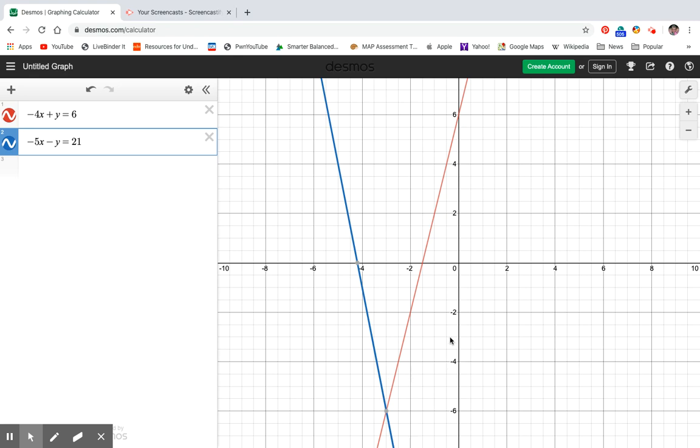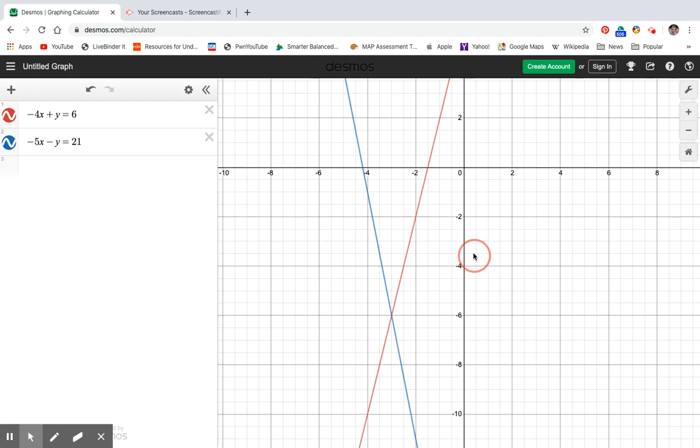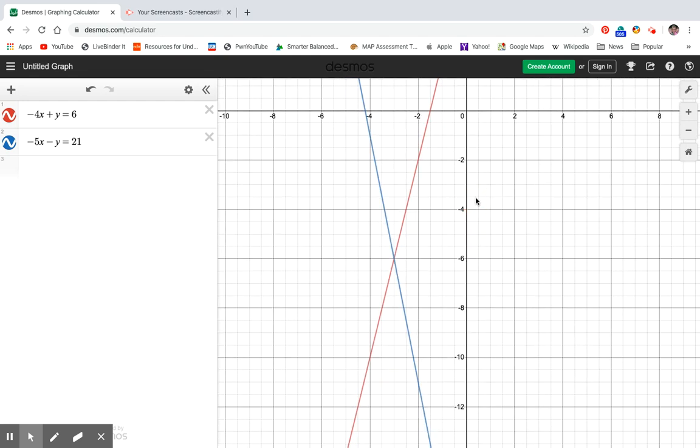Now, sometimes we may have to move our screen around just a little bit because we need to see the intersection. Remember that the intersection is the solution to this system. So if you click and drag, you can move the graph paper around. Now I can see that the intersection is right here. All I have to do is find where these two lines cross and click on that intersection point. And you can see that it gives me the answer.